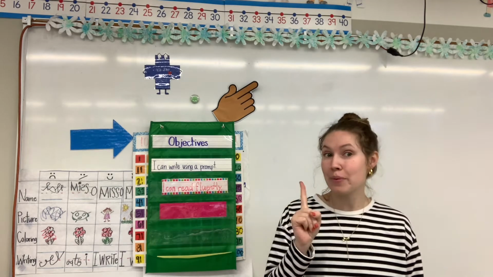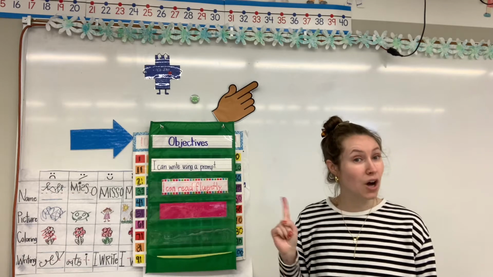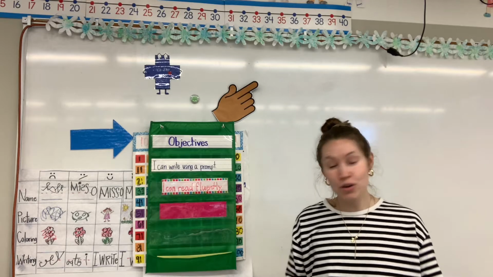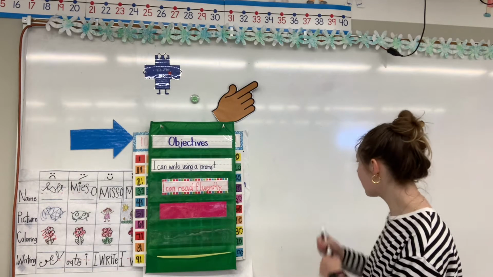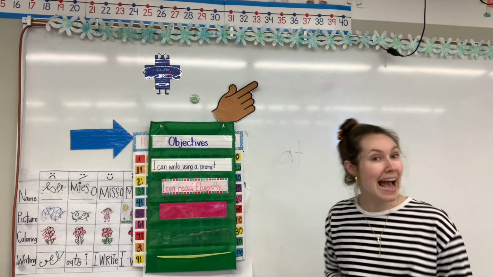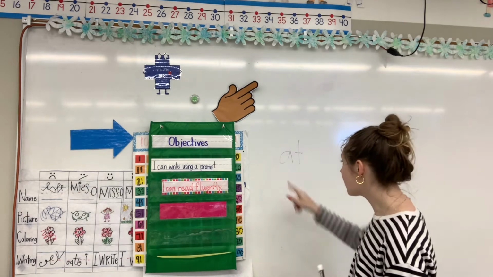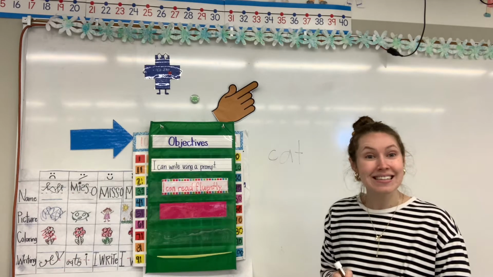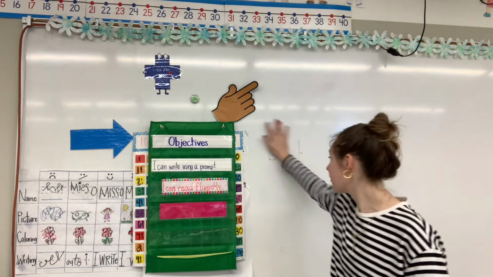One of the things that we can do to help us decode our words quickly is to remember our family words. If you see a word that ends with A-T, you know that that word is in the at family. So you just have to look at that beginning sound and say, oh, cat, cat. See how quick it is when you remember your word families?